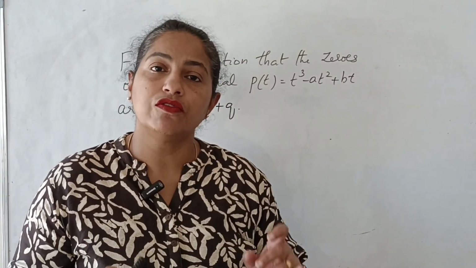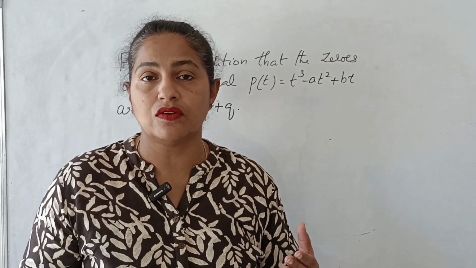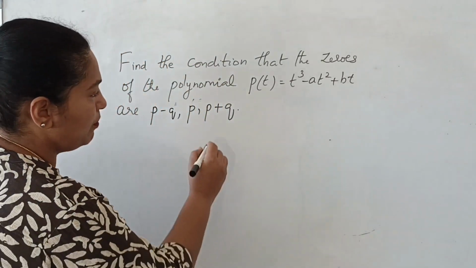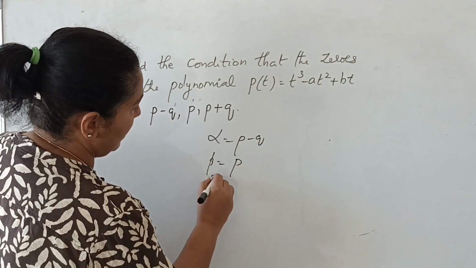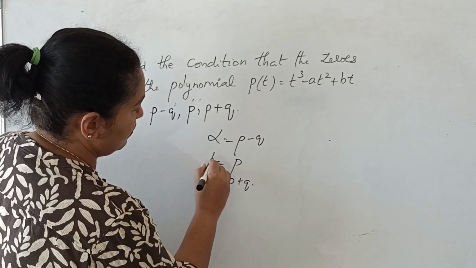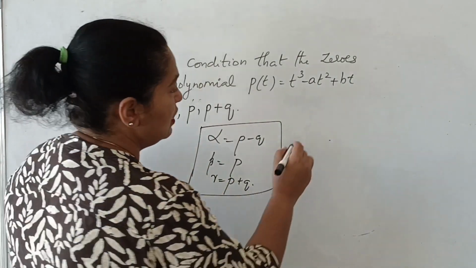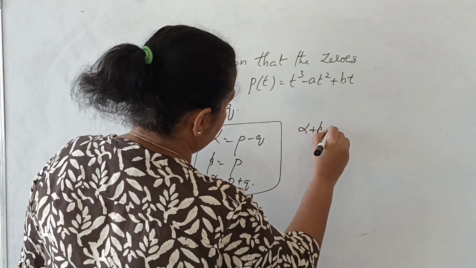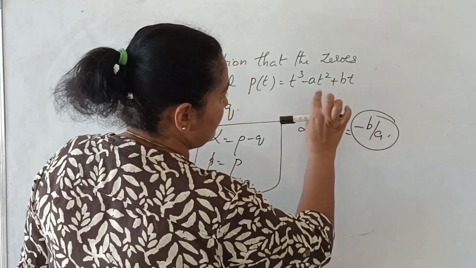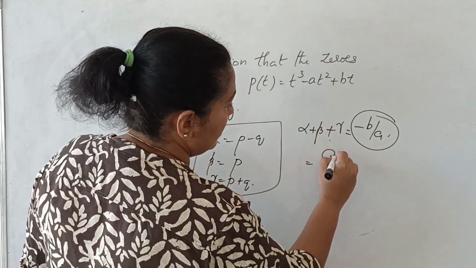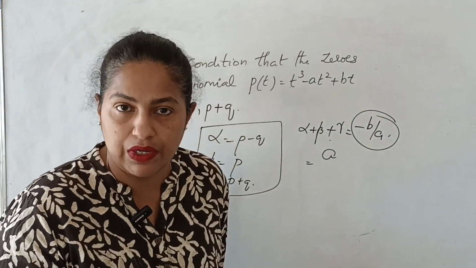We have 3 zeros because it is a cubic polynomial. Let us identify those zeros as alpha, beta and gamma. So my alpha is equal to p minus q, beta is equal to p and gamma is equal to p plus q. Now you know the sum and product of the zeros of a cubic polynomial. So I can write alpha plus beta plus gamma is equal to minus b by a. In this case, minus b by a becomes a, since the coefficient is 1. So alpha plus beta plus gamma is equal to a.